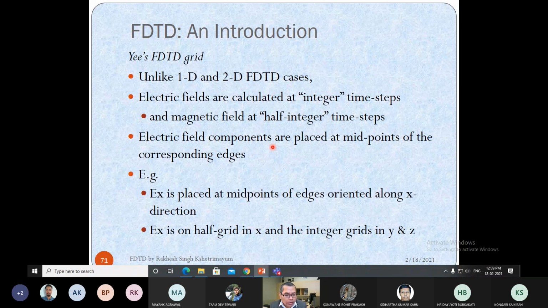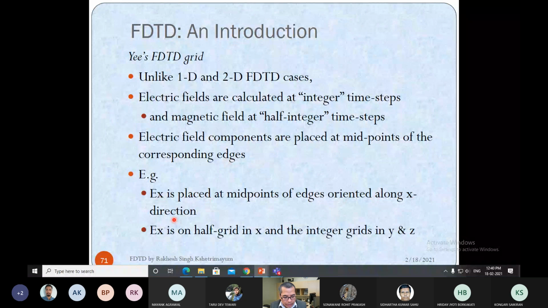So electric fields are calculated at the integer time steps, and magnetic fields are calculated at the half integer time steps. And electric fields are placed at the midpoints of corresponding edges. Ex is placed at the midpoint of edges oriented along the x direction. That I have already told you in the previous master diagram, the FDTD cube.